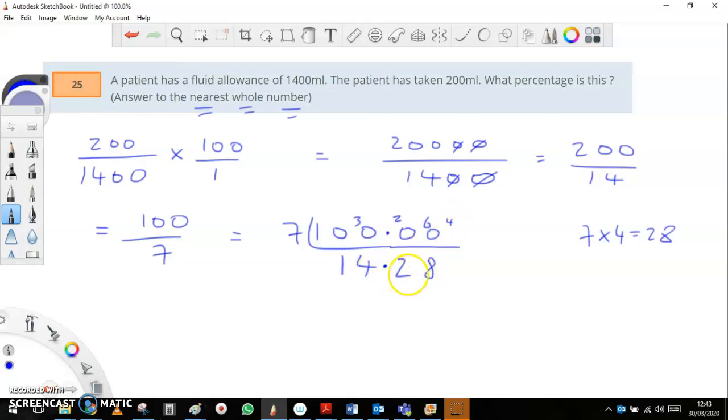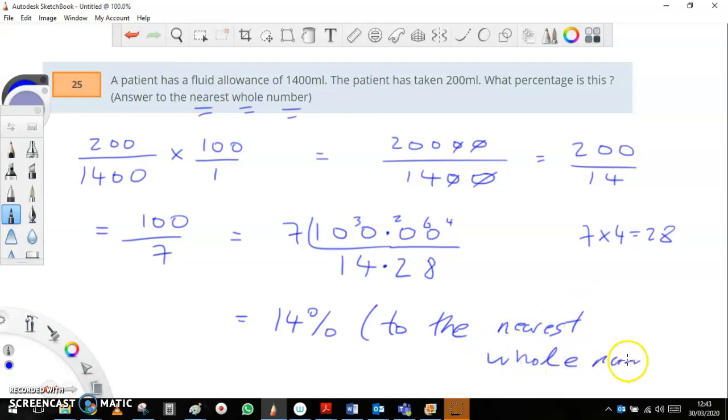So we're asked for the nearest whole number. 14.2 is closer to 14 than 15. So our answer is 14%, and that's to the nearest whole number.